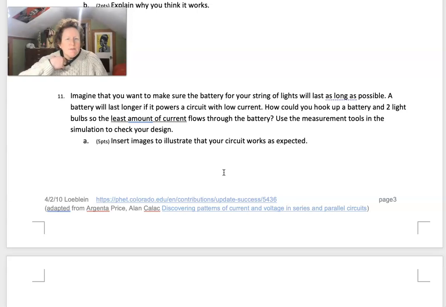So here's number 11. Imagine you want to make sure your battery for your string of lights will last as long as possible. A battery will last longer if it powers a circuit with low current. How could you hook up a battery and two light bulbs so the least amount of current flows through the battery? Use the measurement tool in the simulation to check your design. Insert images to illustrate that your circuit works as expected.